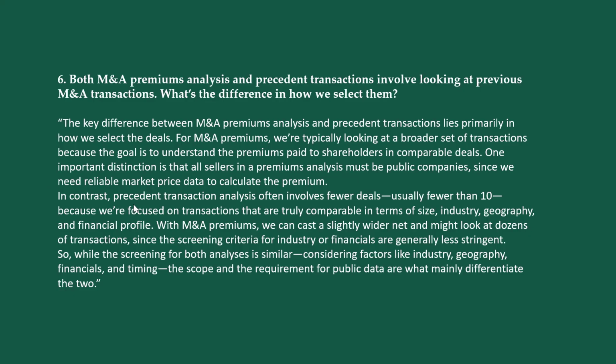In contrast, the precedent transaction analysis often involves fewer deals, usually fewer than 10, because we are focused on transactions that are truly comparable in terms of size, industry, geography, and financial profile. With merger and acquisition premiums, we can cast a slightly wider net and might look at dozens of transactions since the screening criteria for the industry or financials are generally less stringent.